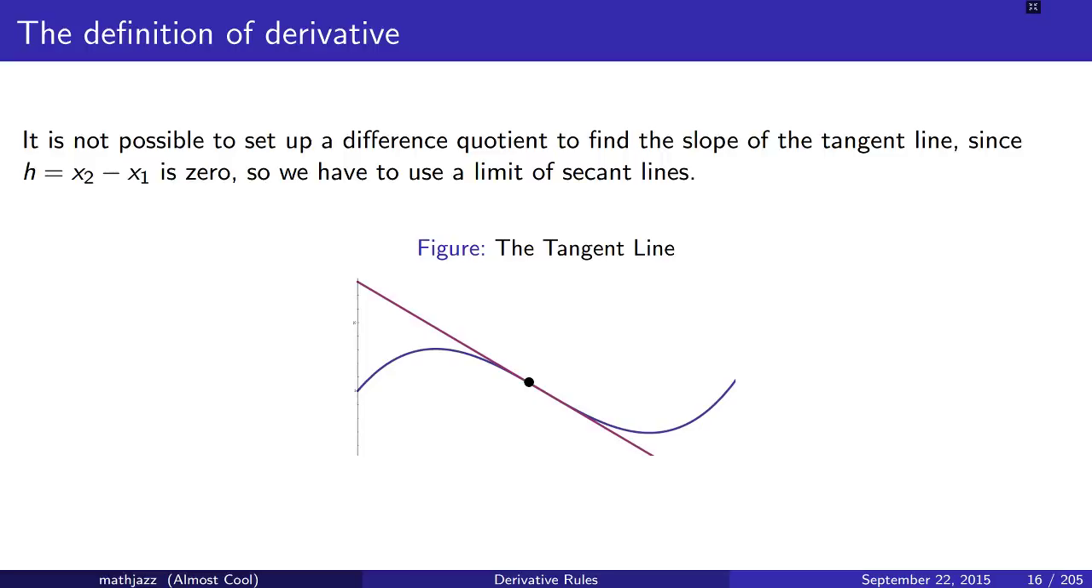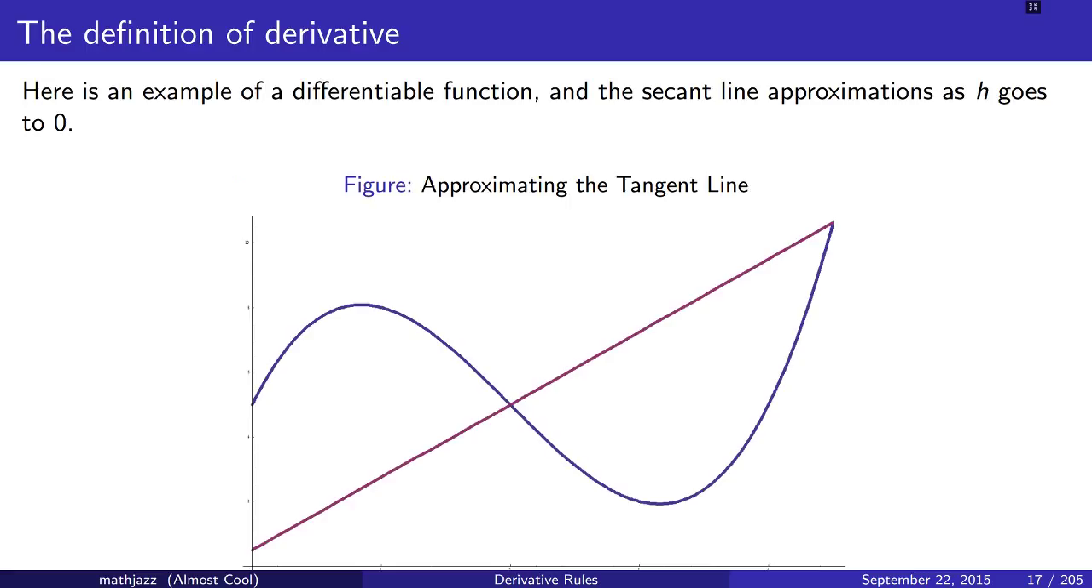Because we can't actually compute this thing directly since x1 and x2 are equal to each other, that means in our slope function (y1 minus y2) over (x1 minus x2), we get a 0 in the denominator, so we can't find that unless we use a limit. So algebraically, that's the limit of that difference quotient, and graphically it's the limit of secant lines, and we will do this graphically here.